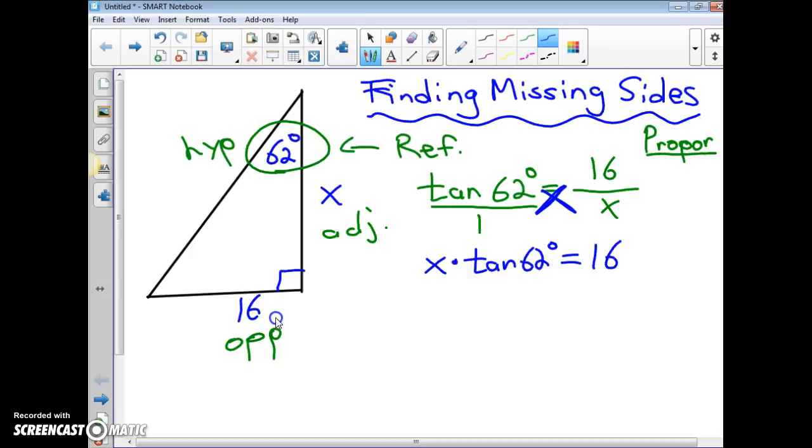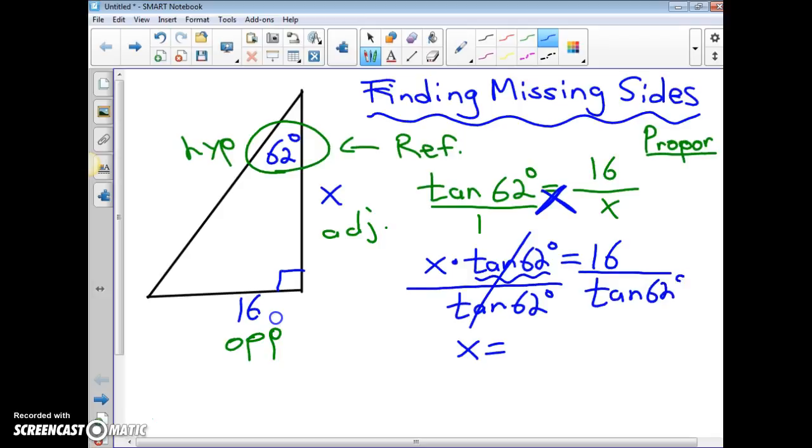Now, if you watch the other video on this, where you see that woman solving this, she goes ahead and punches this in and rounds it off. We're not going to do that until the very, very last step. So since this is just a number, and I want x by itself, and this is an equation, I'm going to divide by that number. Looks weird, y'all. Just bear with me. That goes away. x equals, and remember, I've got to do it on the right side also. So this looks like x is going to be 16 divided by tangent of 62.